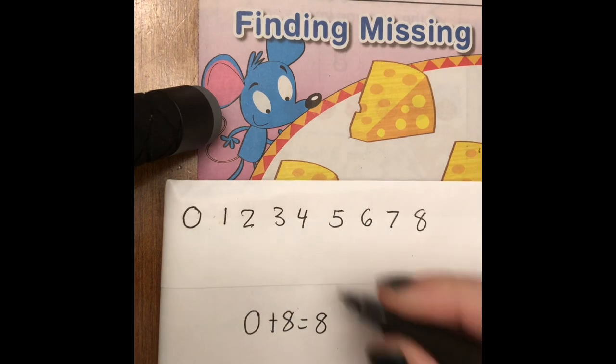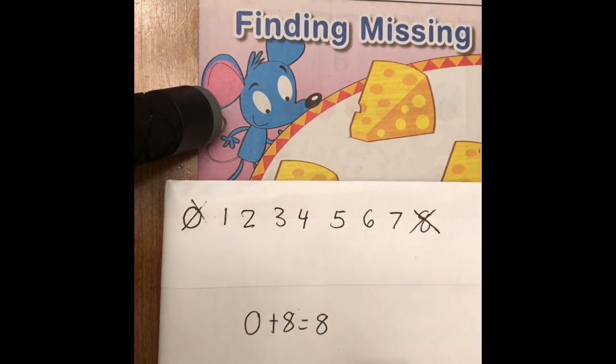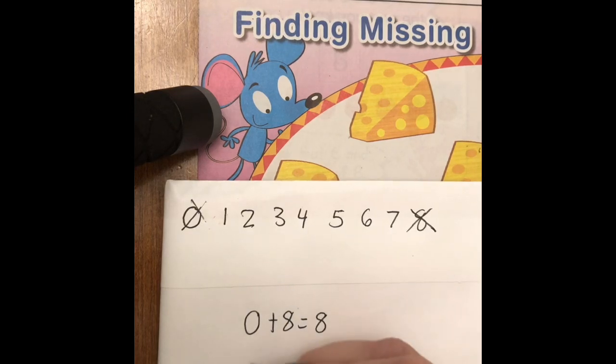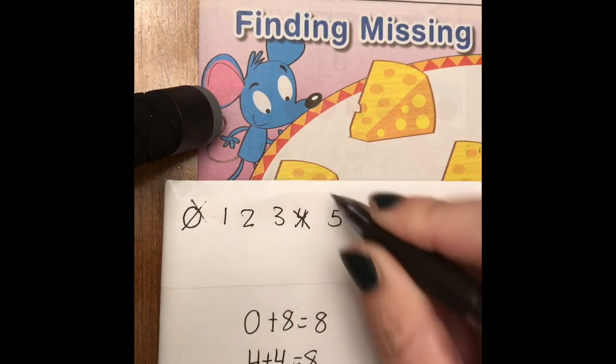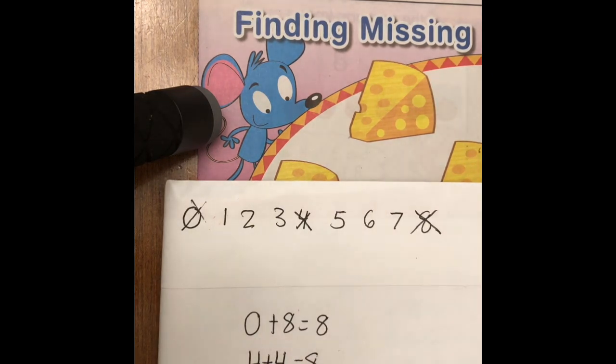Okay, so I'm going to scratch off 0 and 8 because I've used those parts. All right, so let's see what else. Oh, another easy one is a double. We tend to remember the doubles. 4 plus 4 is 8. Notice there's only one 4. This is a double, so we just scratch off that.